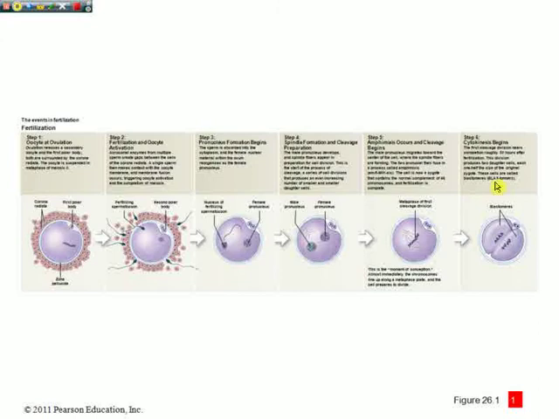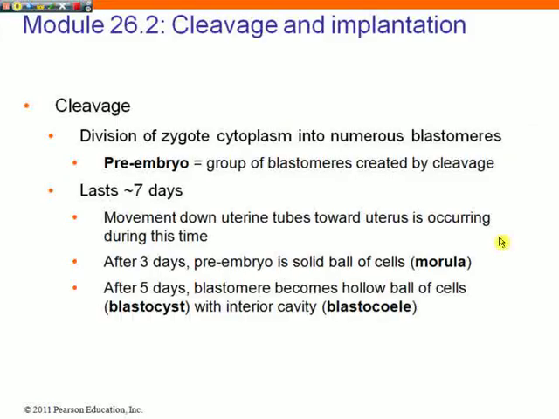Then step 6, cytokinesis begins, and human development is off and running. The stage called cleavage is when the zygote cytoplasm divides into numerous blastomeres, and this is called a pre-embryo. It lasts about 7 days.